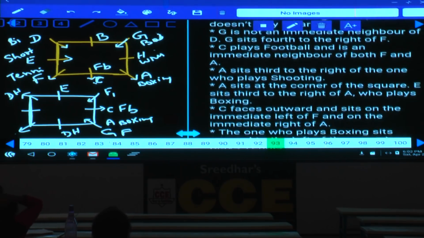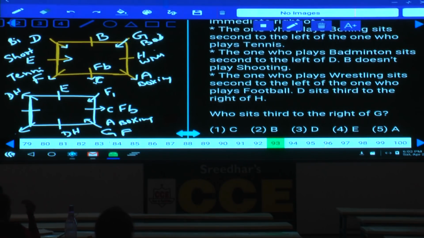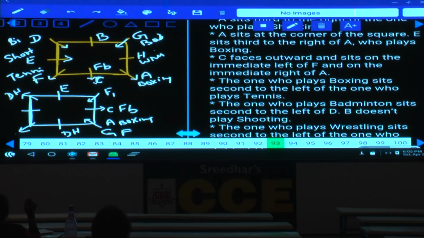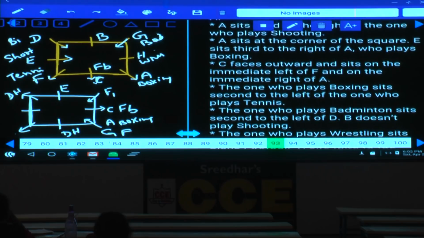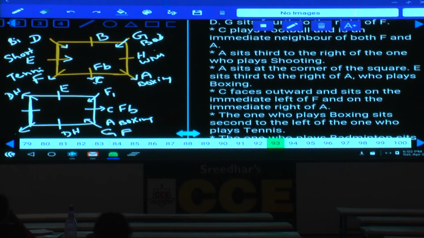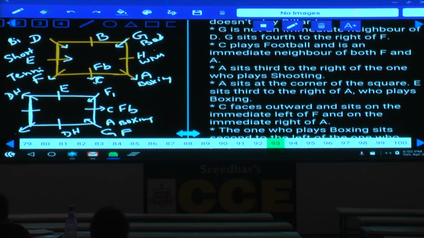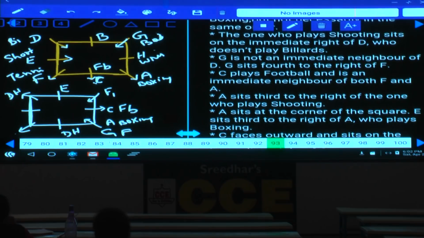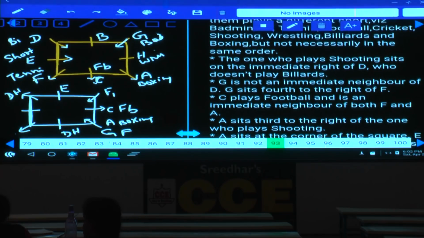Now G is not an immediate neighbor. The one who plays wrestling sits second to the left of the one who plays football. D sits third to the right of H. The one who plays badminton sits second to the left of D. B does not play shooting. The one who plays boxing sits second to the left of the one who plays tennis. C faces outside. A sits at one of the corners, A plays boxing and sits third to the right of the one who plays shooting. C plays football and is an immediate neighbor of both F and A.